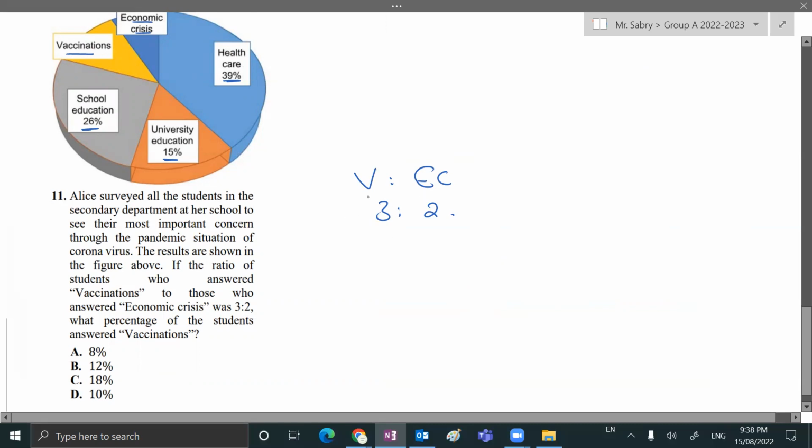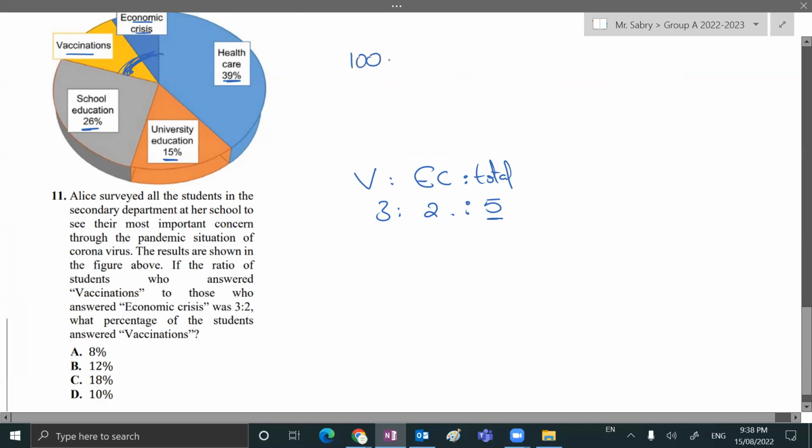So vaccination and economic crisis, the ratio is 3 to 2. Now what's the total of the ratios? The total is supposed to be 3 plus 2, which is 5. Then what is the percentage of both the vaccination and economic crisis together? How do I figure it out?